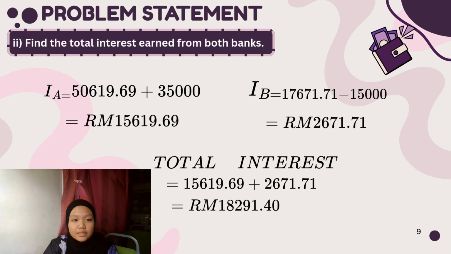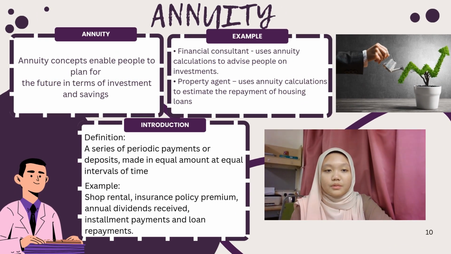To find the total interest earned from both banks, we just combine interest in bank A and interest in bank B. So, the total interest from both banks is 18,291 ringgit and 40 cents. Next, I'm going to explain about annuity.